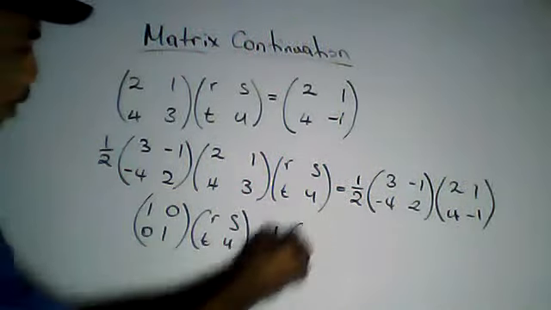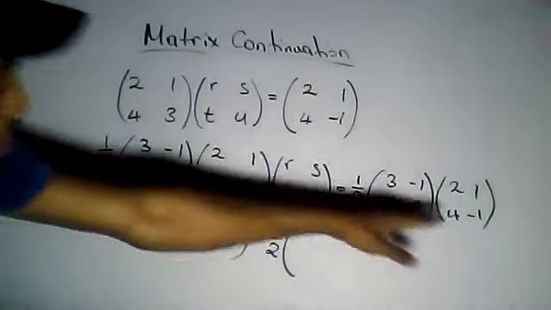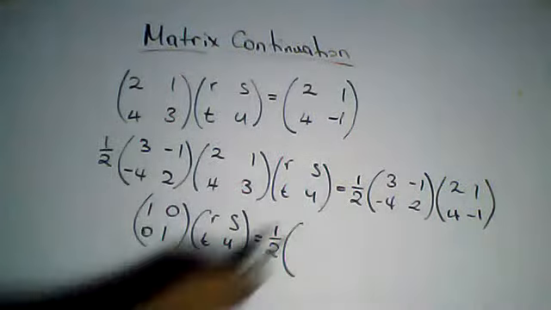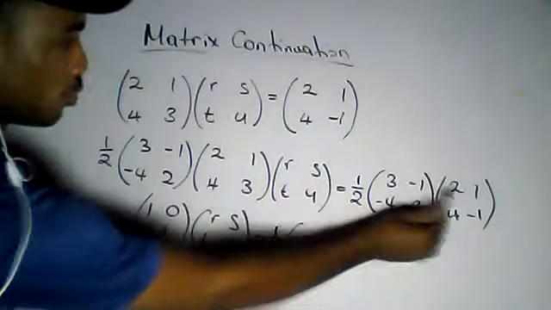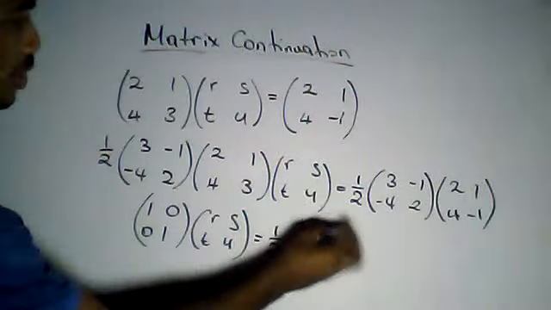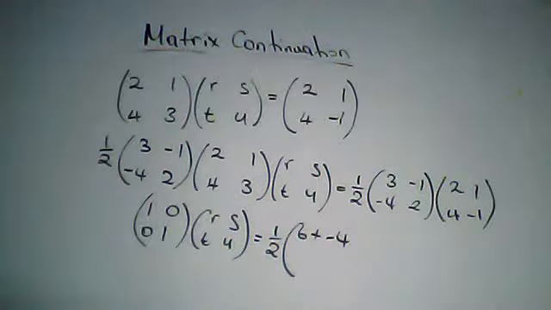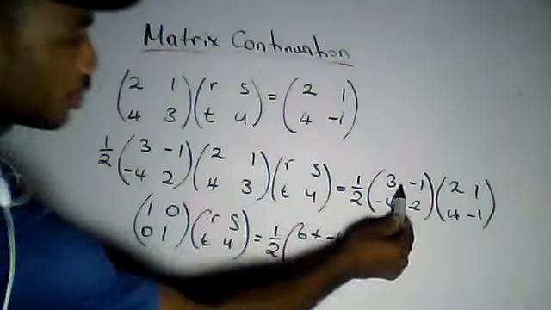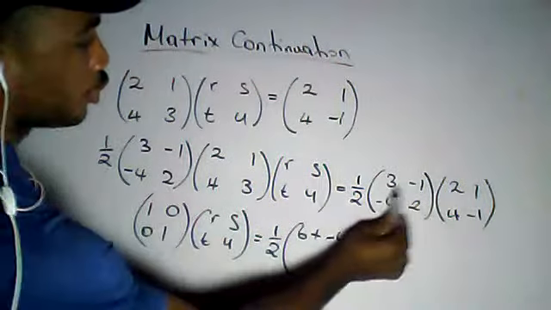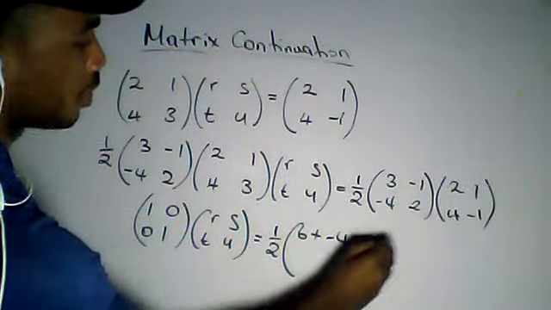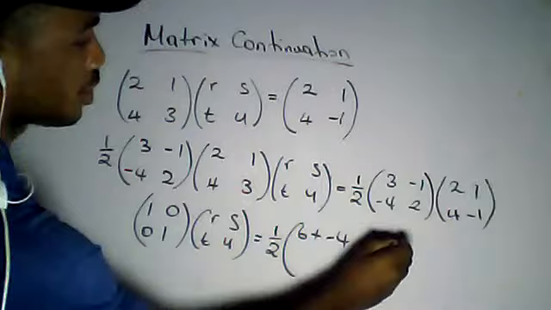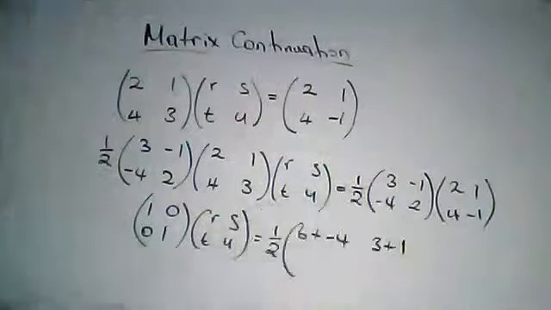half bracket. So we're multiplying a 2 by 2 matrix by a 2 by 2 matrix. So we're going to have 3 times 2, which is 6, plus minus 1 times 4, which is minus 4. That was the first row, first column. So move on to the first row, second column. So it's 3 times 1, which is 3, plus minus 1 times minus 1. That's going to give us positive 1.